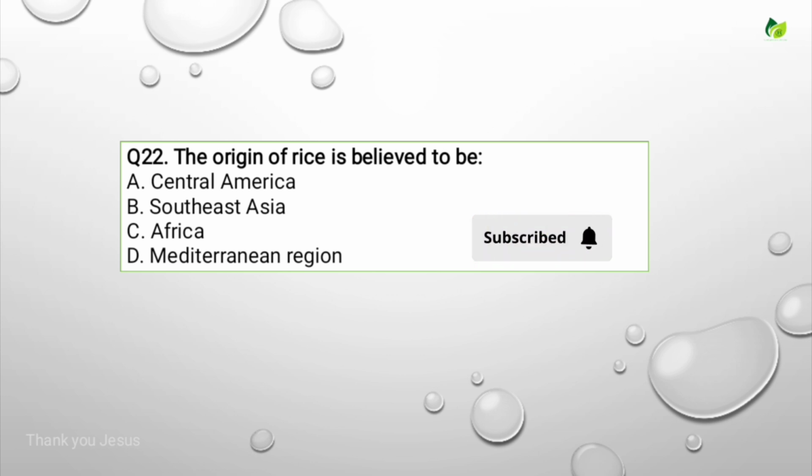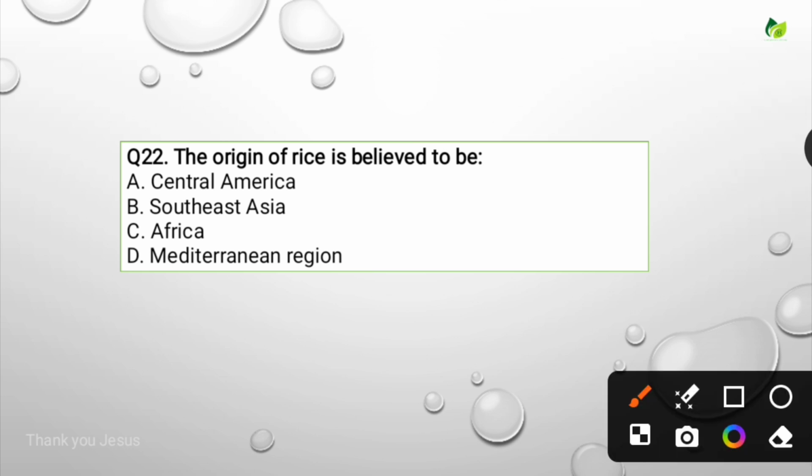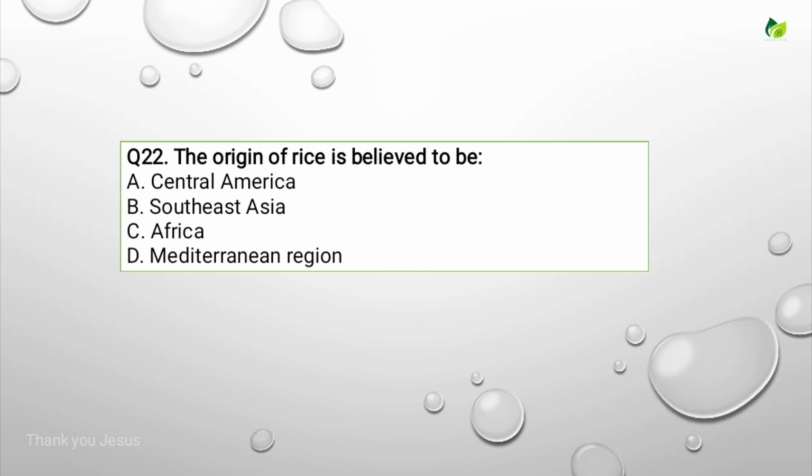The origin of rice is believed to be. Options are Central Asia, Southeast Asia, Africa, Mediterranean region. For this, the correct answer is Southeast Asia. Rice originated from Southeast Asia. Let's see the next question.